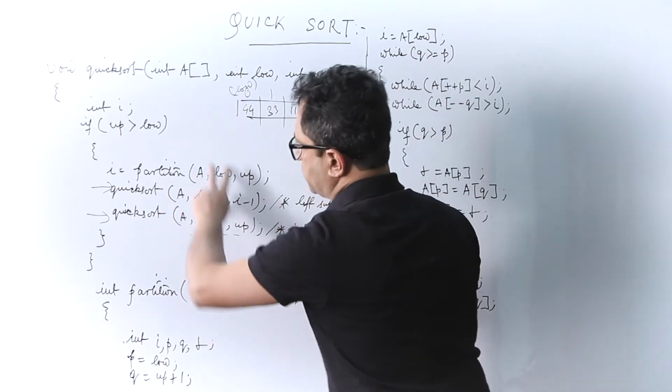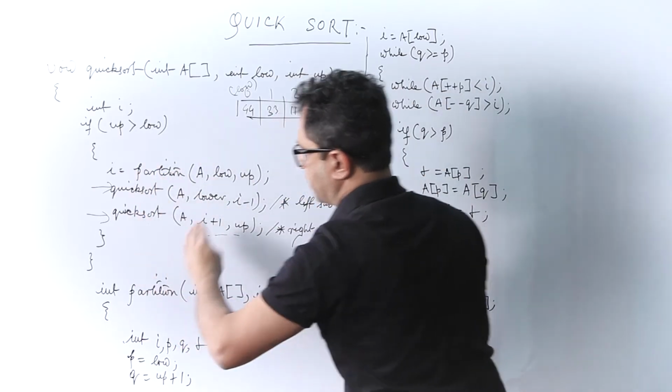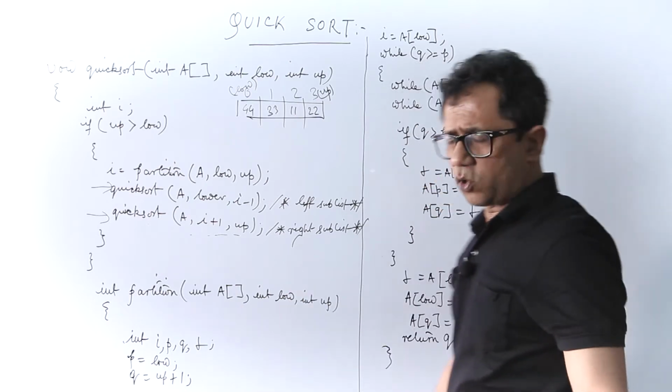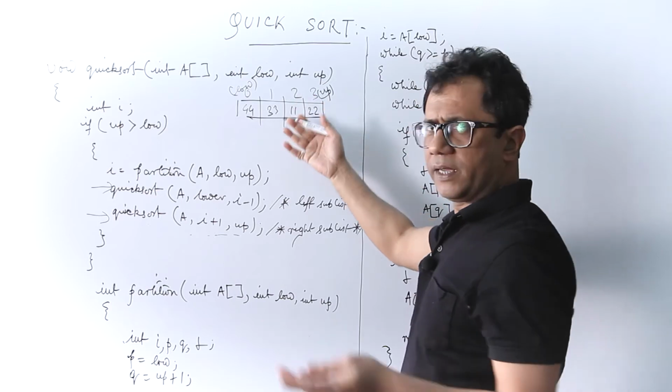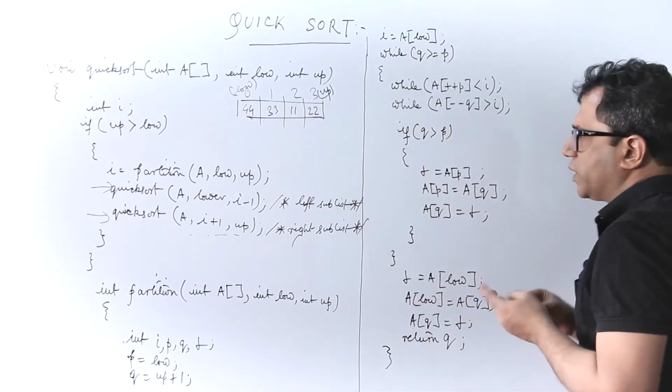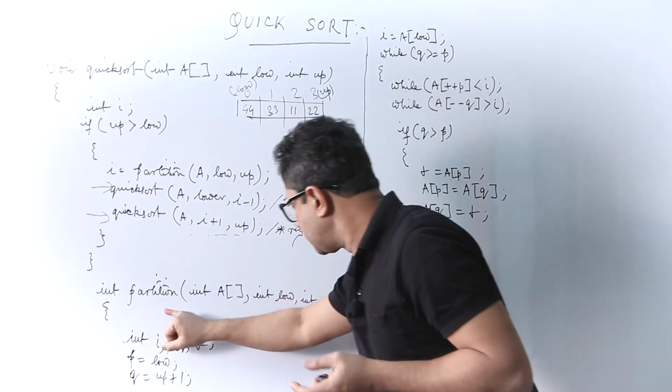Now in this pattern the algorithm goes on in a recursive fashion until we get a sorted array, that is, the array which will ultimately be sorted in ascending order. Now we come to this partition function. Partition function is written like this.